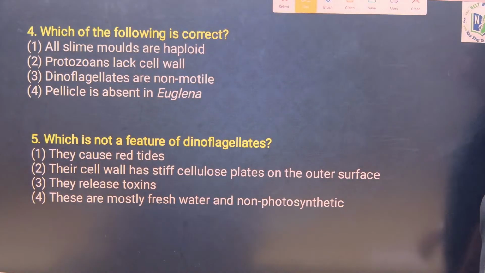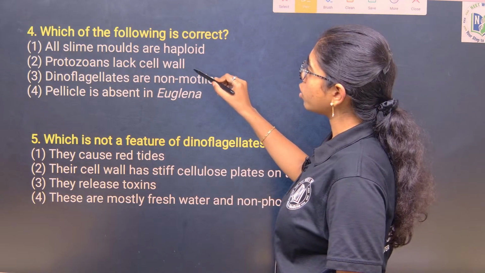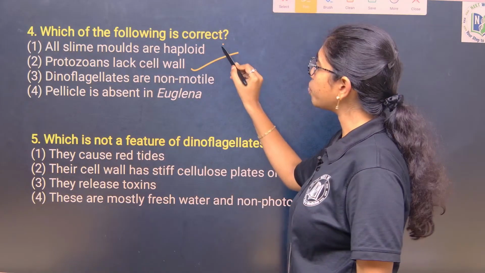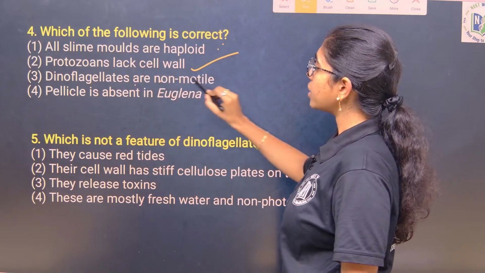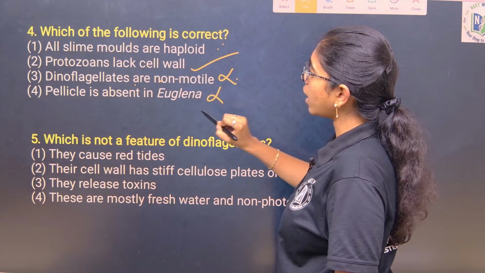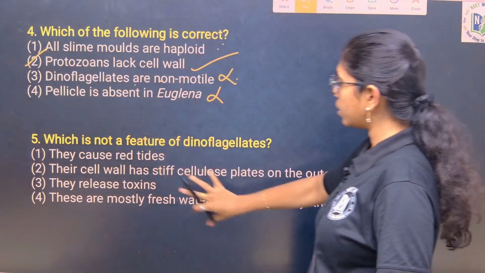Which of the following is correct? Slime molds are haploid, protozoans lack cell wall is correct. Yes, slime molds are haploid, but the spores are diploid. Dinoflagellates are non-motile, wrong. Pellicle is absent in Euglena, wrong. So, the direct straightforward answer is what? Protozoans lack cell wall. Okay, this one.